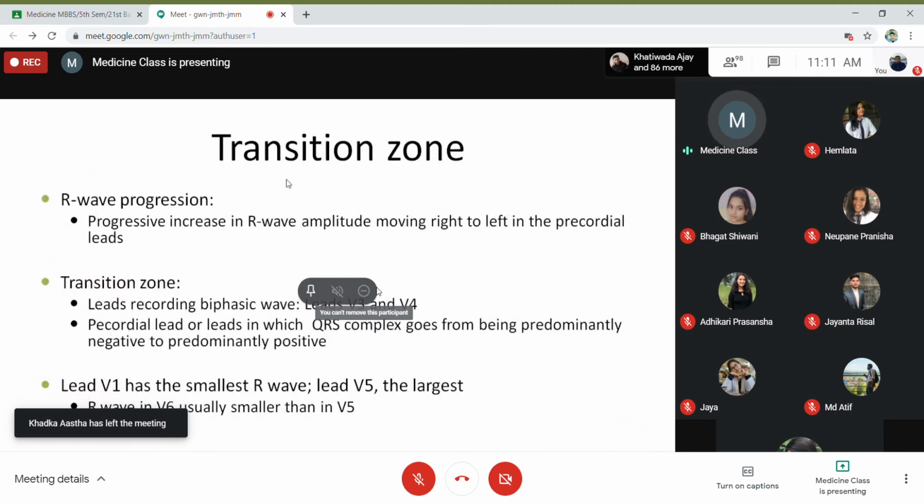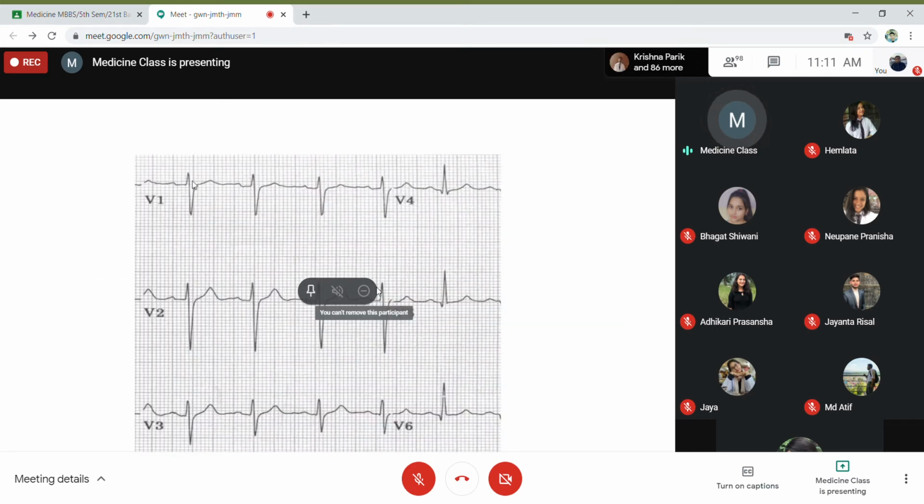There is a term called transition zone also, and this usually lies in leads V3 and V4. What we look at in the transition zone is that in a patient like this, look at this ECG, the R wave is becoming taller and taller as it goes from V1 to V6, and the S wave becomes shallower and shallower. By V4, V5, we won't have an S wave at all. So this is the progression.